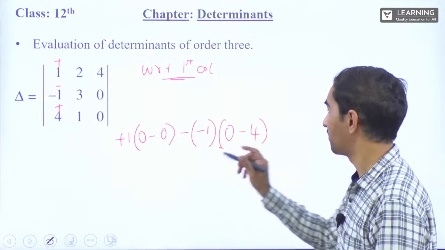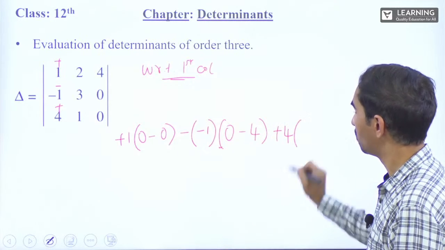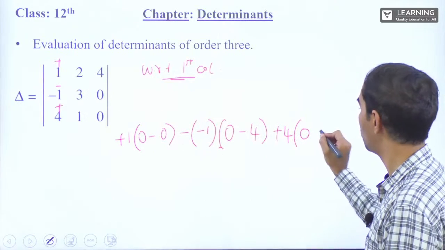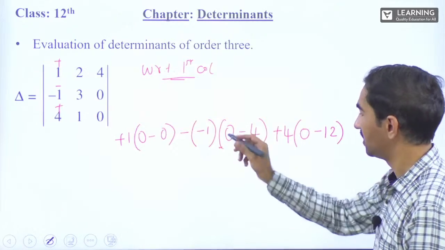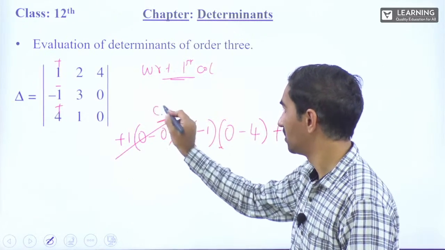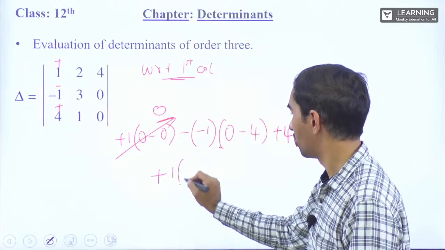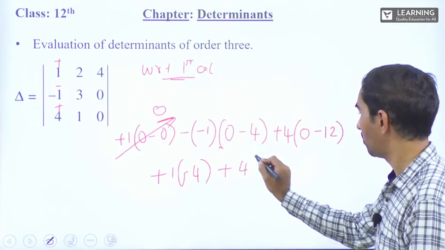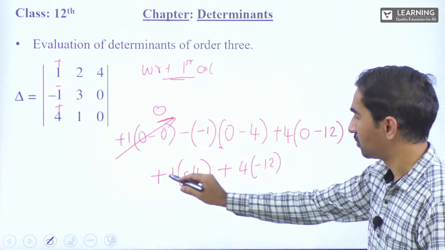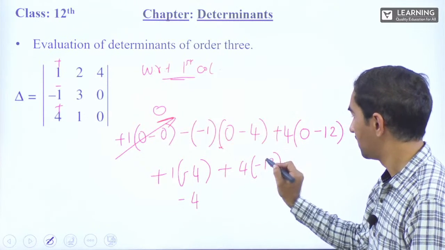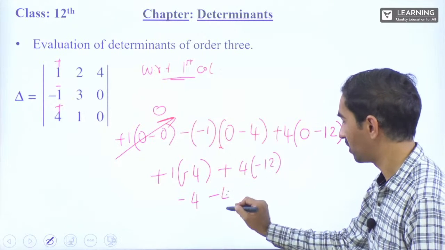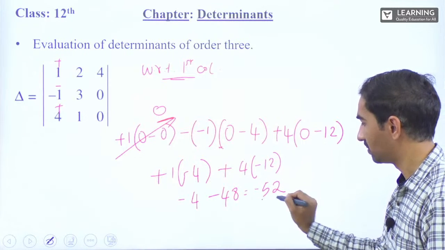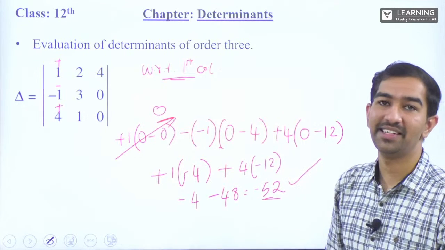Okay. Next is plus 4. Plus 4, open the bracket. So 0 into 2 is 0 again, minus 4 into 3 is 12. Evaluate this. So this is becoming 0. So this is becoming plus 1 of minus 4, correct? Plus 1 of minus 4 plus 4 of minus 12. So plus 1 into minus 4 is minus 4. Plus 4 into minus 12 is minus 48. So minus 48 minus 4 is equal to how much? Minus 52. Same answer we are getting, correct?